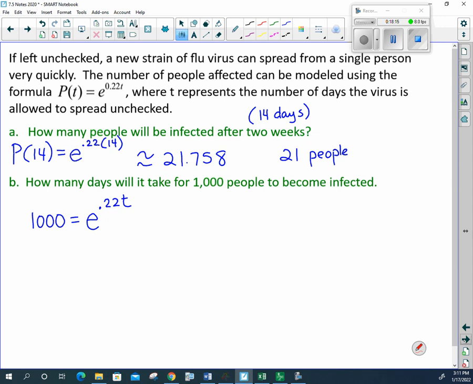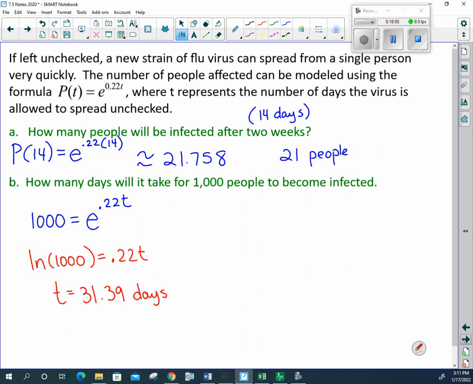So I'm going to do natural log since this is base e. So natural log of 1,000 equals 0.22t. So we're just going to do natural log of 1,000, and then we're going to divide that by 0.22. And that means t equals 31.39 days.